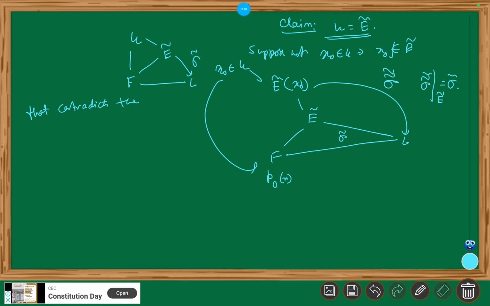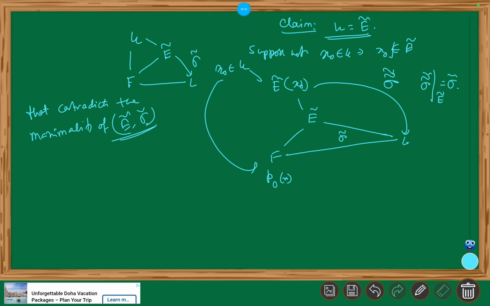the maximality of (E tilde, sigma tilde). Okay, so that means there exists a map K to F, here is my L, there is a map sigma. Now we can define sigma, just remove the tildes. So there is some sigma such that sigma restricted to F is the identity. This is true for any algebraic extension, but make sure that it is algebraically closed.